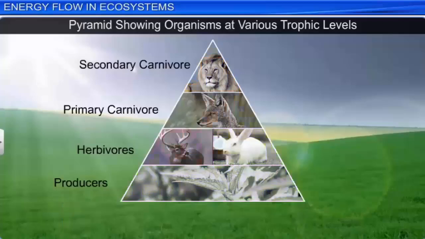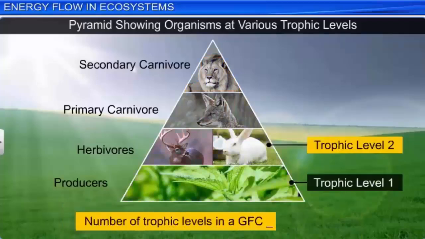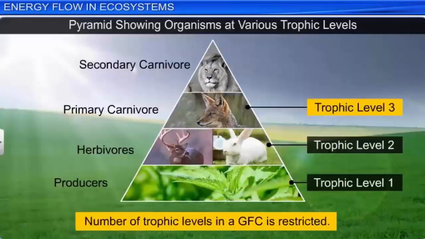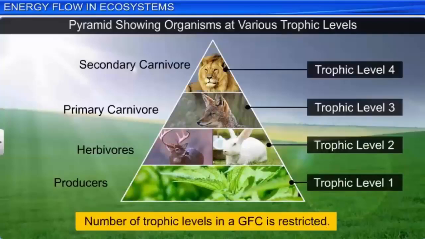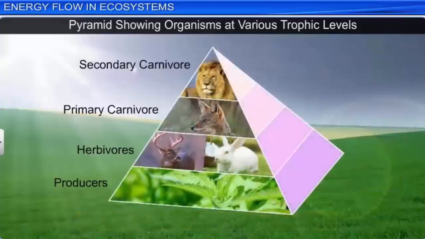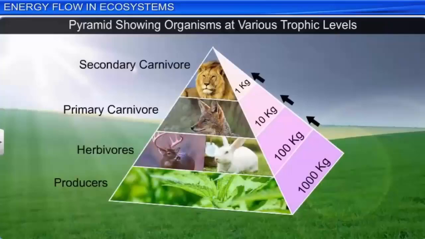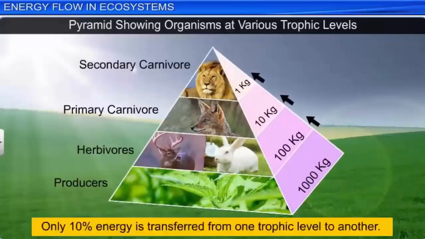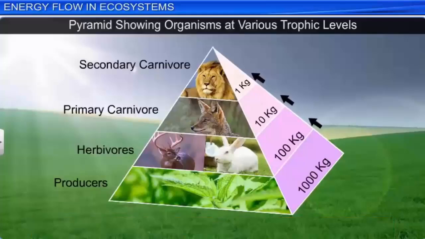However, the number of trophic levels in a GFC is restricted and is anywhere between 3 and 5. This is because the transfer of energy follows a 10% law. That is, on average, only 10% of energy is transferred from one trophic level to another, while the rest is used up for metabolic activities of individuals or is lost as heat.